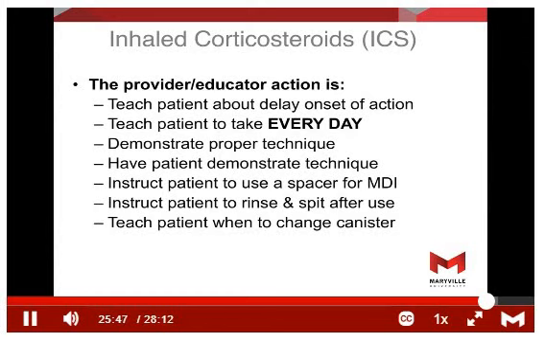You want to teach the patient when to change canisters. The nice part too is that these medications do have a number. So you want to show them the number and show them when it's getting to the lower level. That's when they want to call in. So I usually tell them when it gets to about 10, go ahead and call in to get your refill.